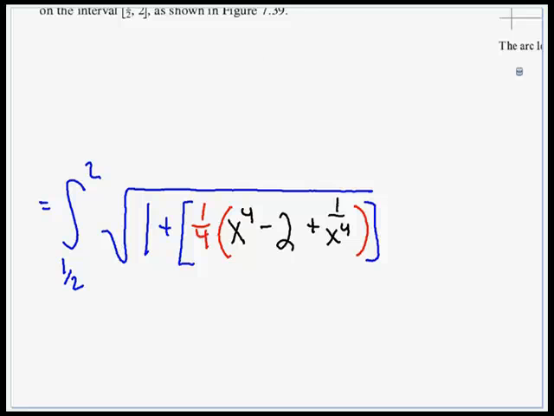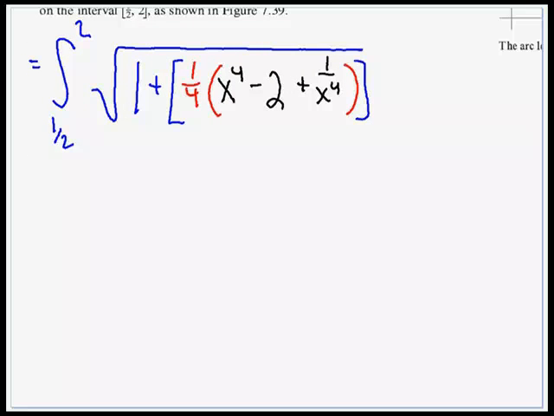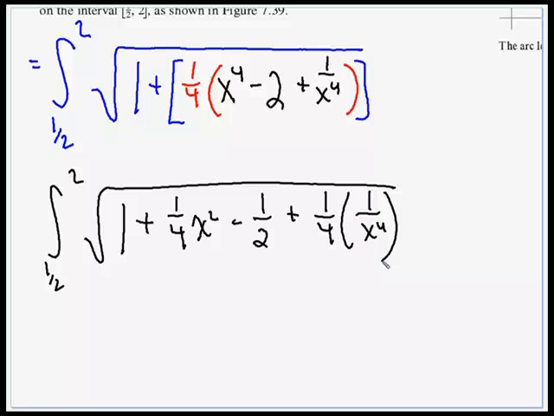Alright, next we're going to distribute that 1/4 and combine any like terms. So we have our integral from 1/2 to 2. 1 plus, distribute the 1/4, a quarter x squared. 1/4 times -2 is -1/2. Quarter times our last term is 1/4. And I'm going to write it this way, 1 over x to the 4th. To combine like terms, we only have 2. Oops. Why did I do that? This is not x squared, it's x to the 4th power.